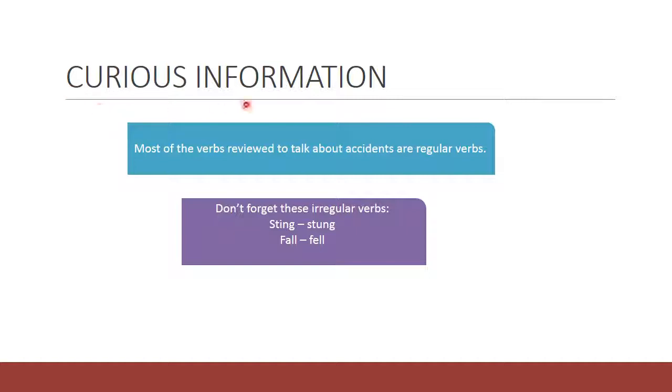Now, I don't know if you noticed, but here we have some curious information. Most of the verbs reviewed in this video to talk about accidents are regular verbs. And the two verbs that were irregular, sting and fall, don't forget that they have a different conjugation. So the past tense of sting is stung, and the past tense of fall is fell.